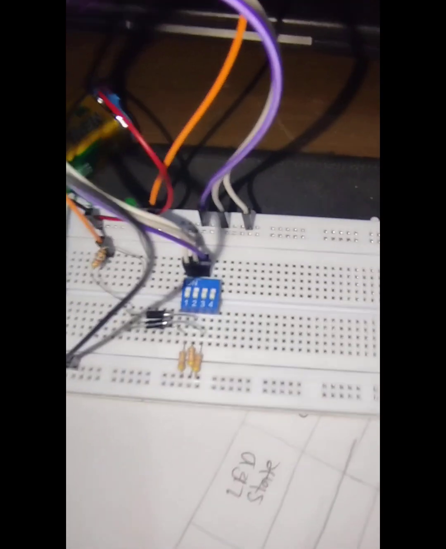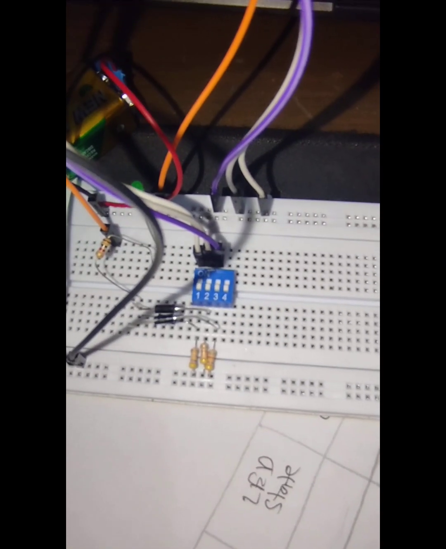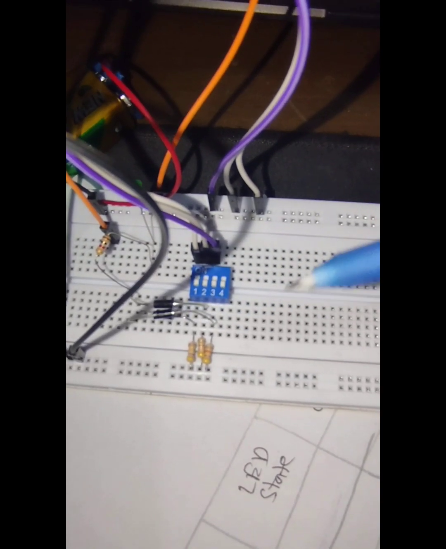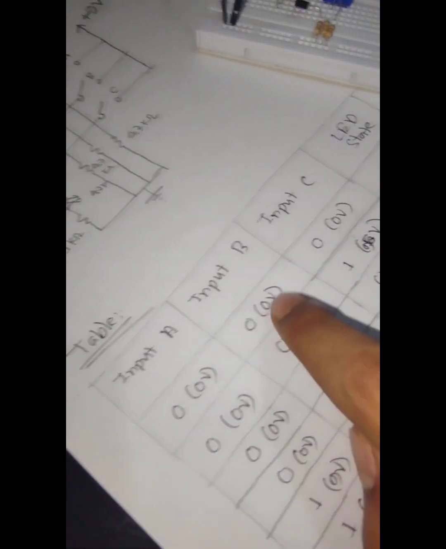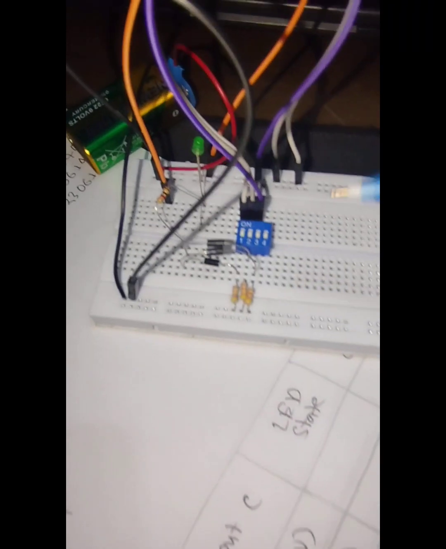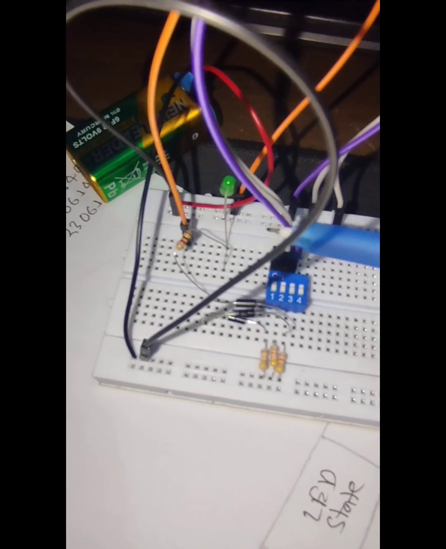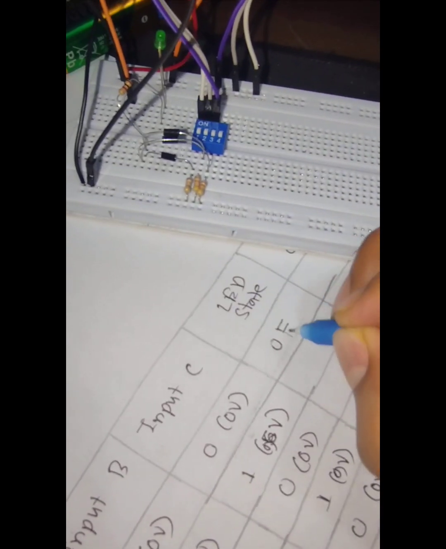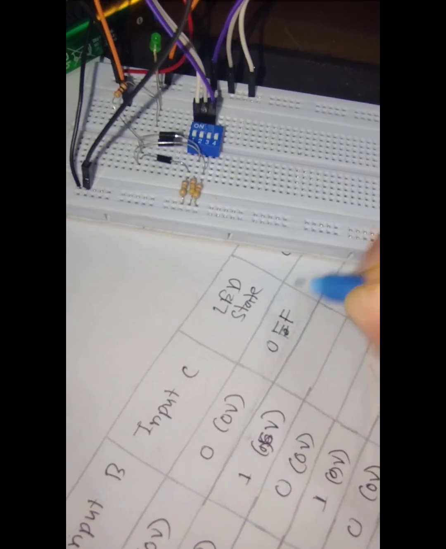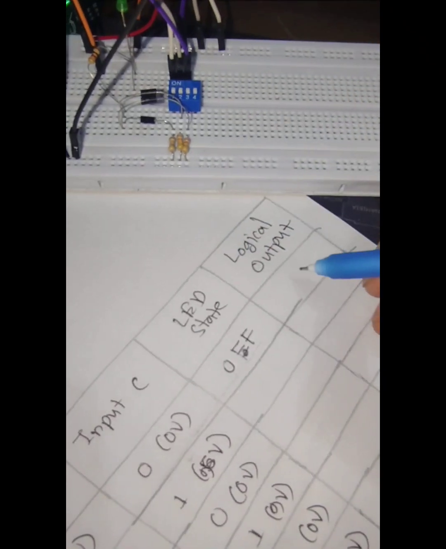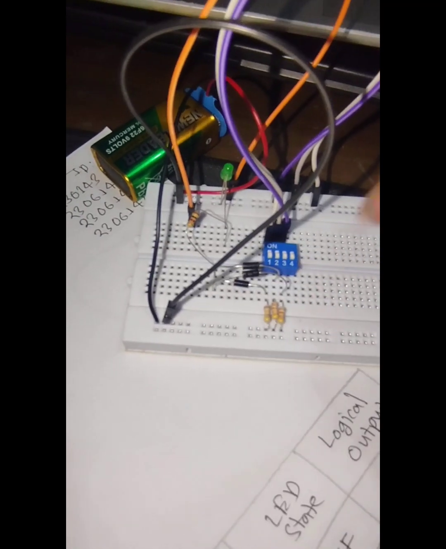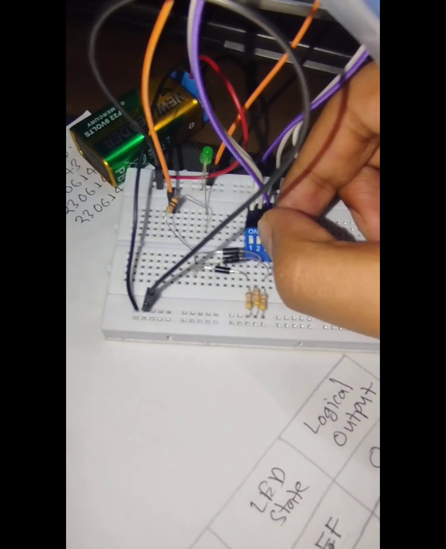Initially all the inputs are off, so here 1, 2 and 3 are all off, so A, B, C are all 0, and we can see the LED is turned off, so the output is 0. A, B, C are closed, the light is not on, it's off, so our logical output is 0. And first we turn on switch 3, it's the input C.